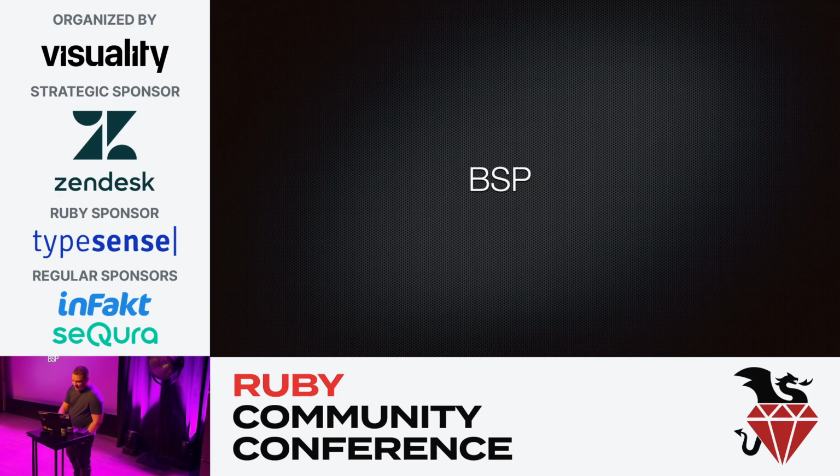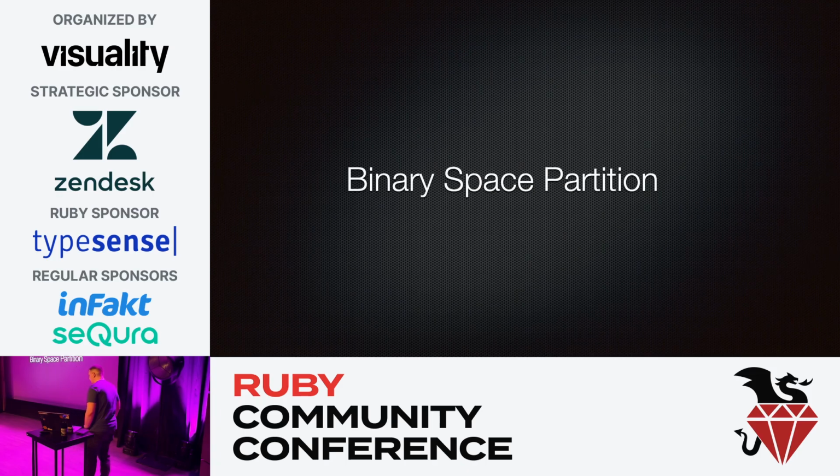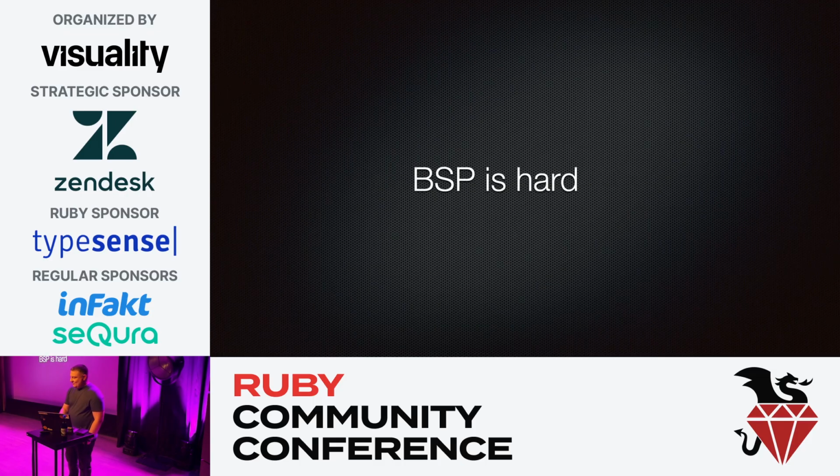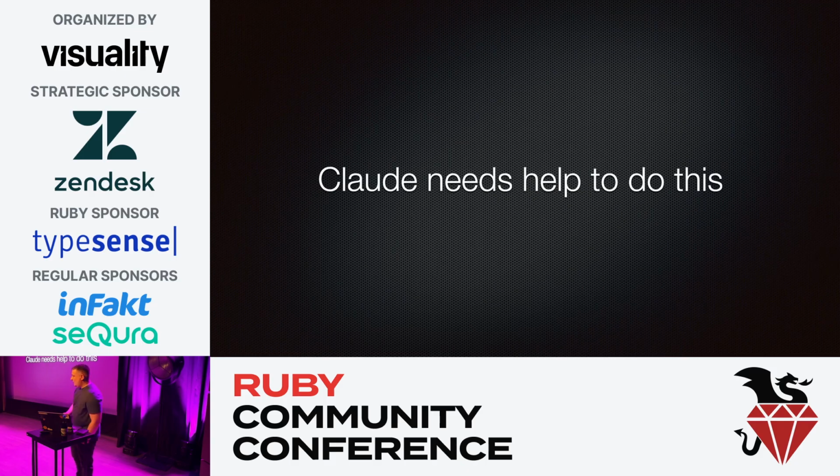Then there is BSP, which is binary space partition. This is a trick that they use to make Doom run on something like a 386, because it's very costly to render something in 3D, and Doom, believe it or not, is actually 3D. And the BSP is actually hard, so Claude needs some help to do this.